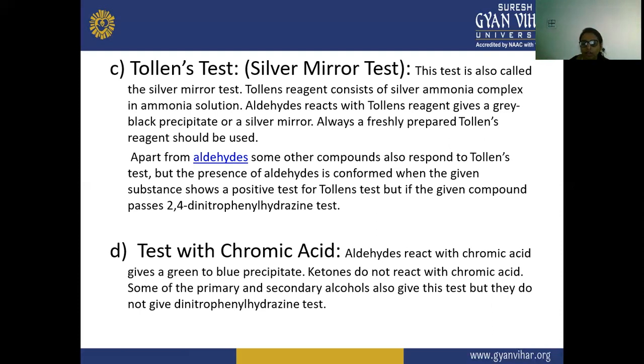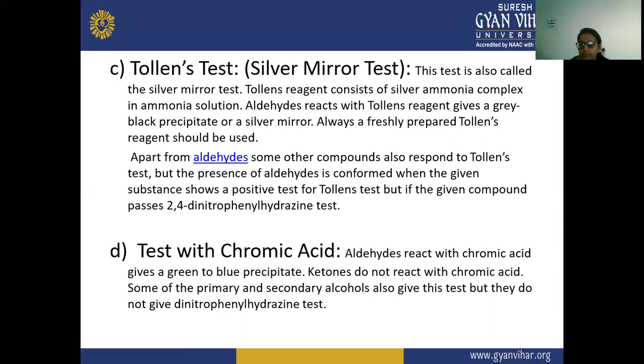Primary and secondary alcohols are oxidized and form aldehydes. After that, this aldehyde is oxidized in the presence of formic acid, and then there is a formation of this acid. So if the organic sample gives a positive test with formic acid, then we have to test the sample again with the 2,4-dinitrophenylhydrazine test, and if the sample passes the 2,4-dinitrophenylhydrazine test, that means the organic sample contains an aldehyde.